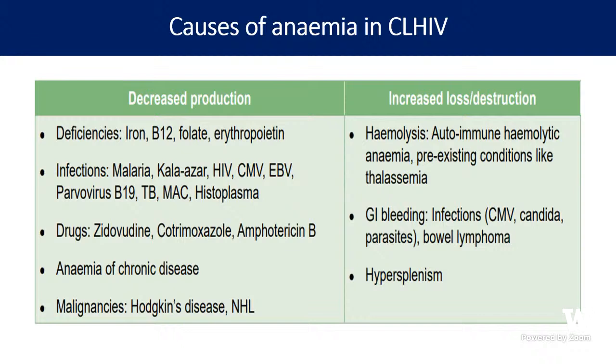So the losses can be through the GIT, as I said. There can be parasitic infections, like worm infestation. You can have dysentery because of amoebiasis, giardiasis, or Shigella infection. Then the most common we see are CMV infections and Candida infections. These all can cause blood loss. Okay.